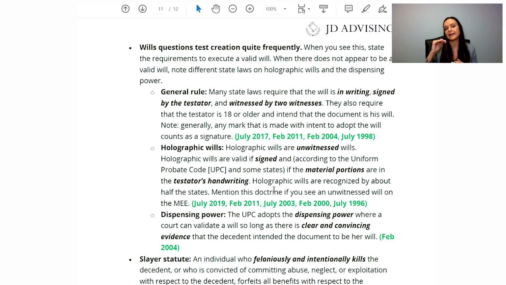So the reason I wanted to walk you through these three things briefly is if you get a question that tests will validity, it might be worth it to discuss the general rule, and if the facts do not meet that general rule, to touch upon whether or not it's a holographic will, and then finally to touch upon the dispensing power if at all necessary.